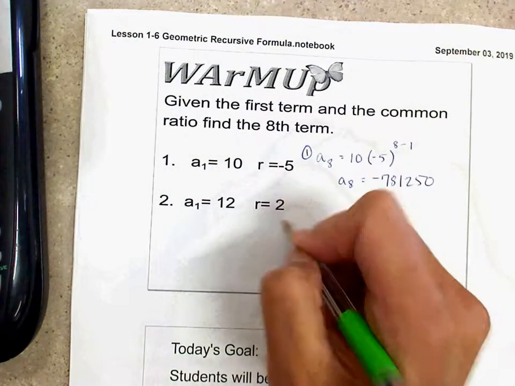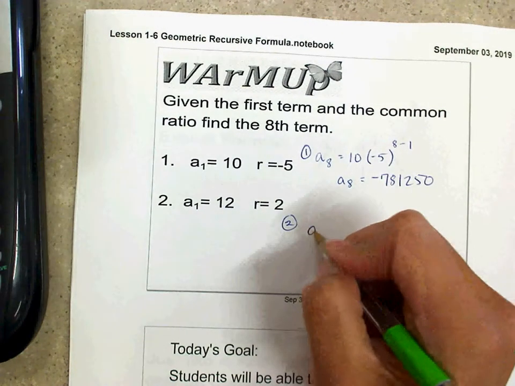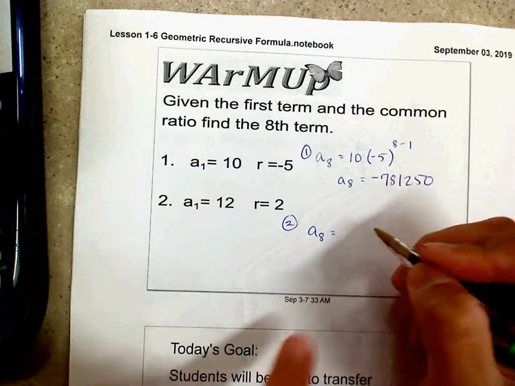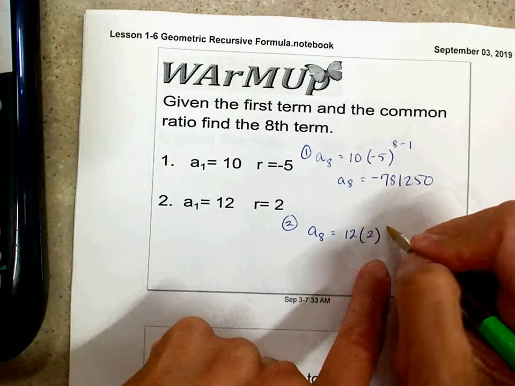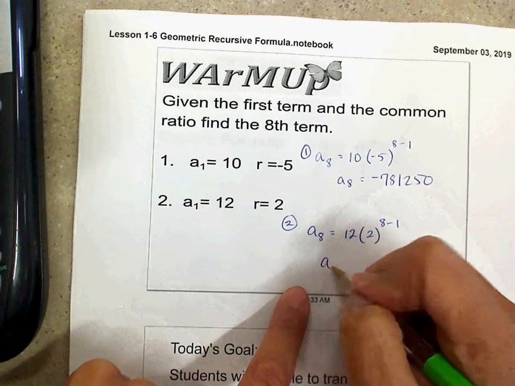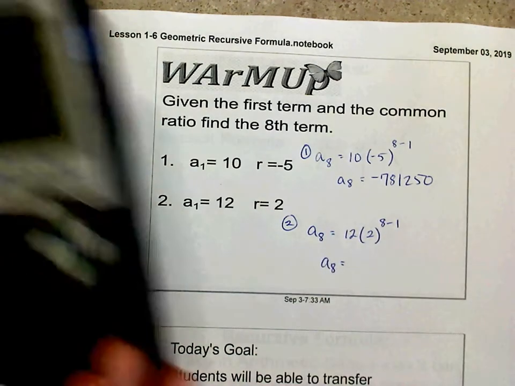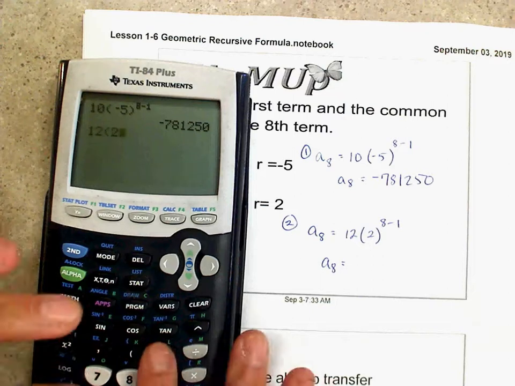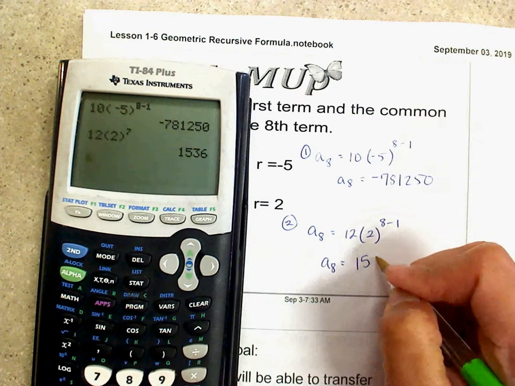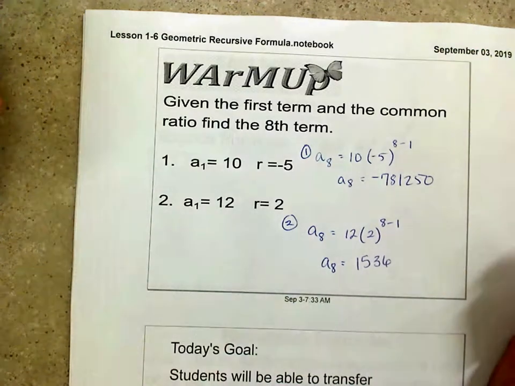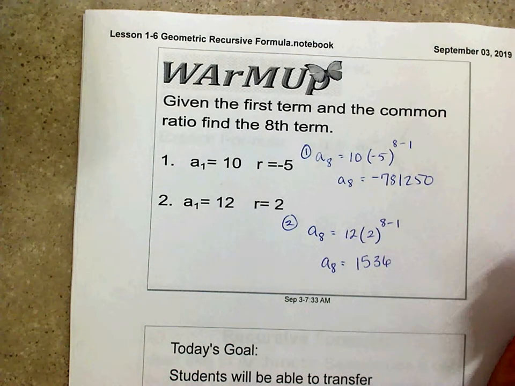Let's look at number 2. Your 8th term: first term is 12 times your ratio, 8 minus 1. Make sure you label. So you have 12, parentheses, 2, parentheses, raised to the 7. That comes out to be 1,536. Okay, there is your warm-up for today.